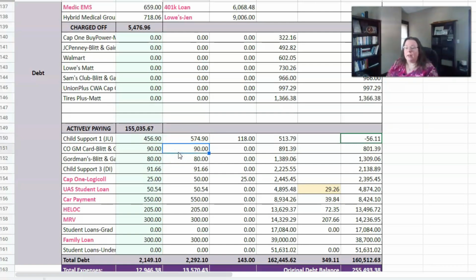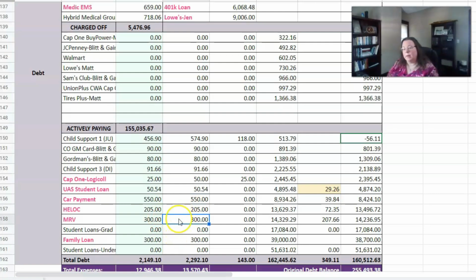And then we have $90 to this credit card, $80 to this one, $91 to another child support, and then we have $50 to, this is the one collections item that I have on my credit report. I've been on a payment plan with them since 2018, and I was paying $25 a month, but I've changed it to $50. So we paid $50 to the UAS student loan. That's the private student loan that both Matt and I have our names on. Car payment is $550. HELOC is $205.